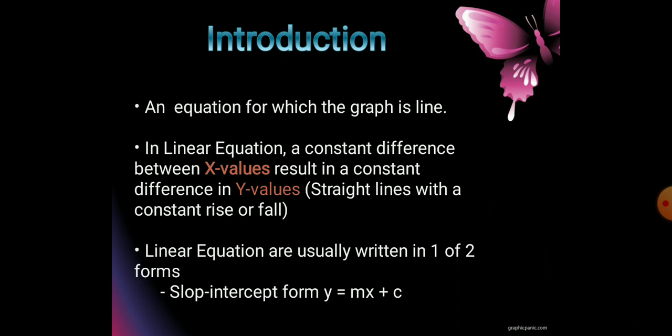Introduction: a linear equation is an equation for which the graph is a line. In a linear equation, a constant difference between x values results in a constant difference in y values. Linear equations are usually written in one of two forms. Slope intercept form: y = mx + c.